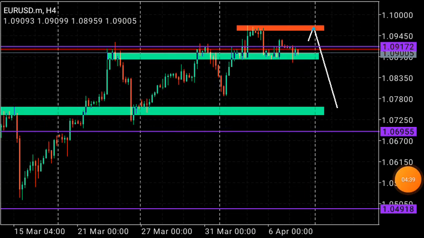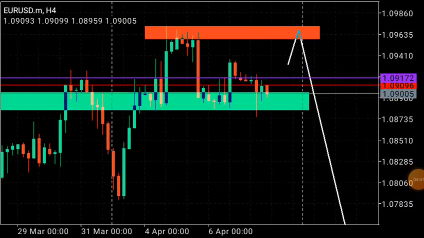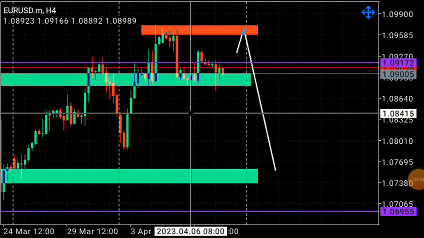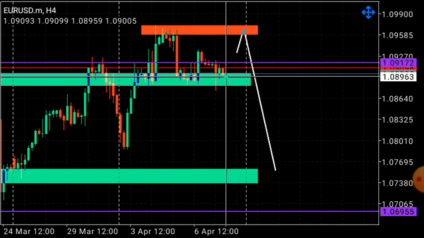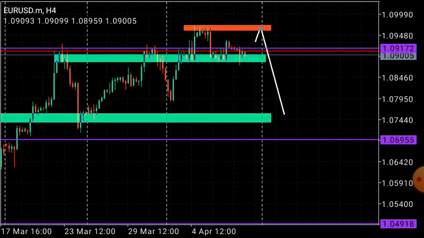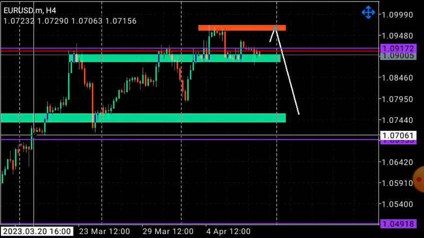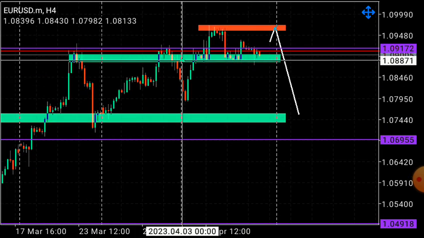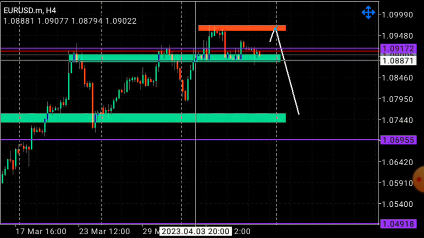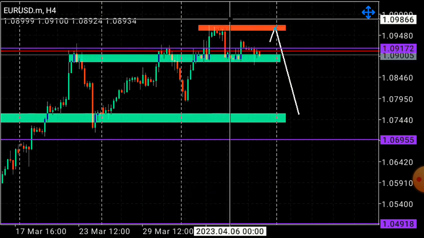Taking a look at the EURUSD on the 4-hour time frame, with the dollar index going to the downside, the euro has already broken out of this zone. It's been rallying for quite some time. These are all demand zones. Price broke out of this zone, impulsed the past week, and then pulled back.